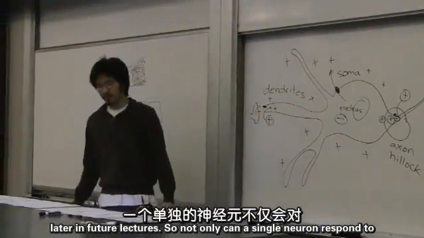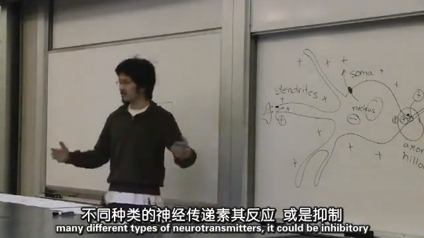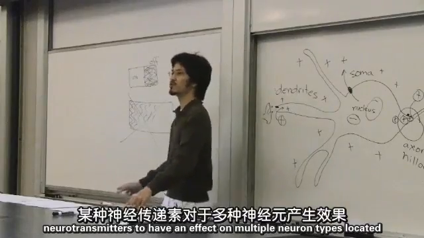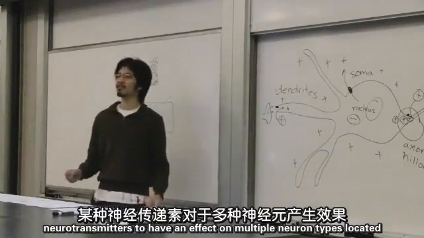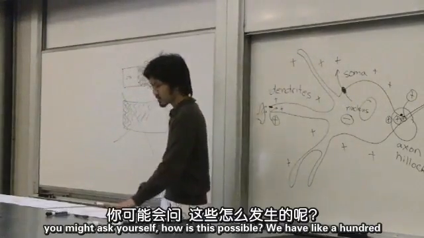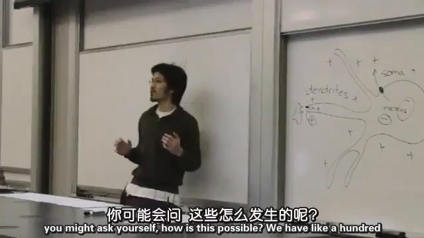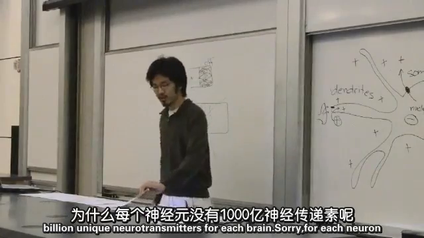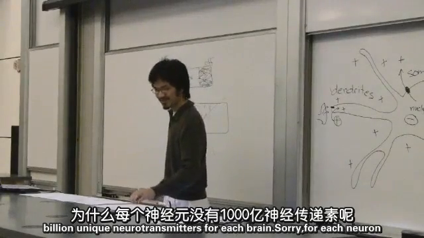So not only can a single neuron respond to many different types of neurotransmitters, which could be inhibitory or excitatory, it is also possible for a single neurotransmitter to have an effect on multiple neuron types located in different areas of the brain with different functions. You might ask yourself, how is this possible? We have like 100 billion neurons in our brain. Why is it that we don't have 100 billion unique neurotransmitters, one for each neuron?